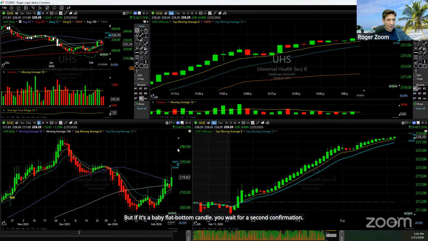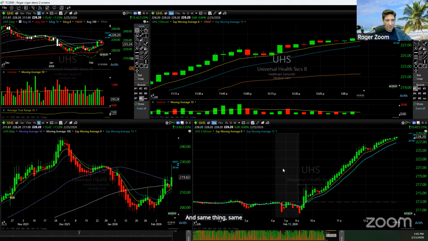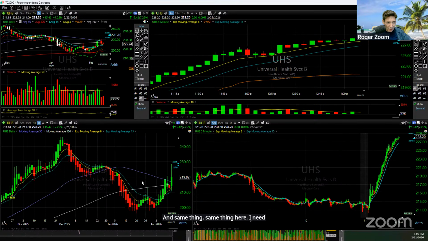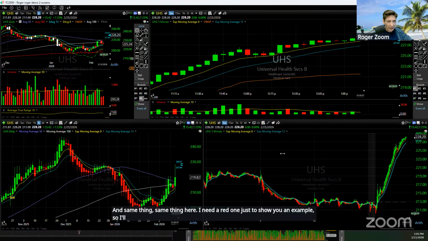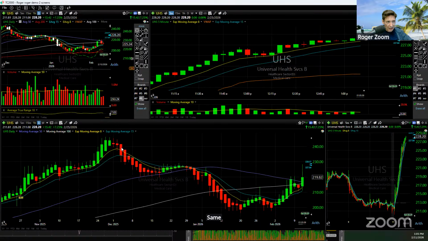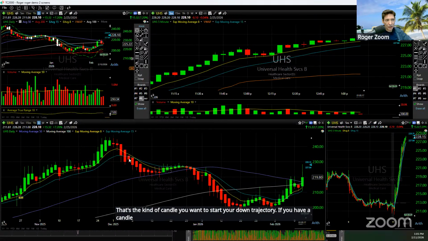And same thing here. I need a red one just to show you an example. So I'll just use the daily. Same thing here. You see how that's a big candle. That's the kind of candle you want to start your down trajectory. If you have a candle like this, wait for 2 candles for confirmation.